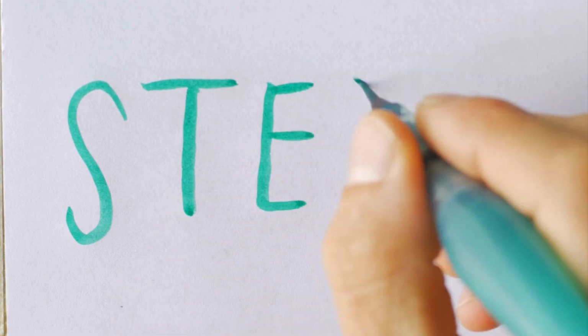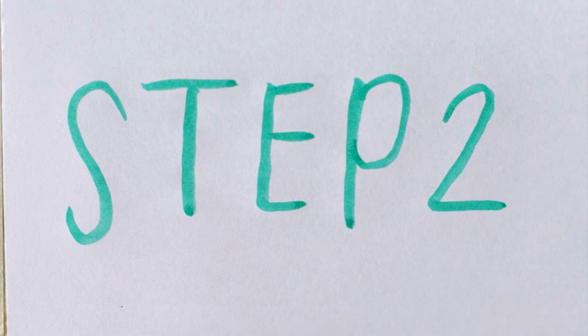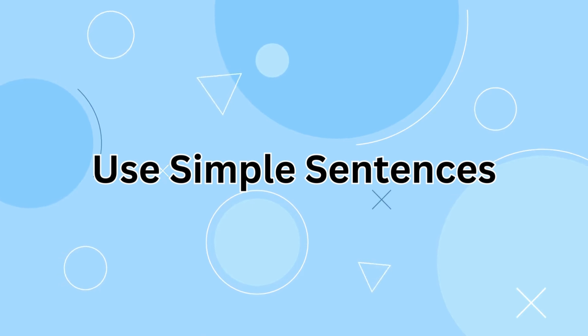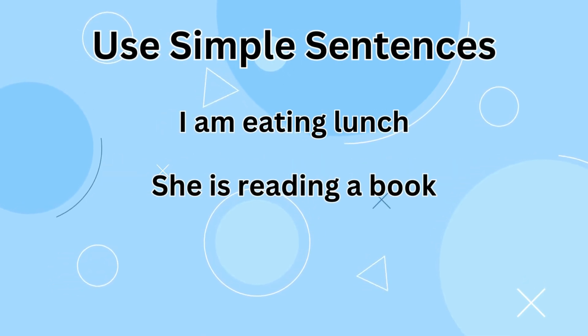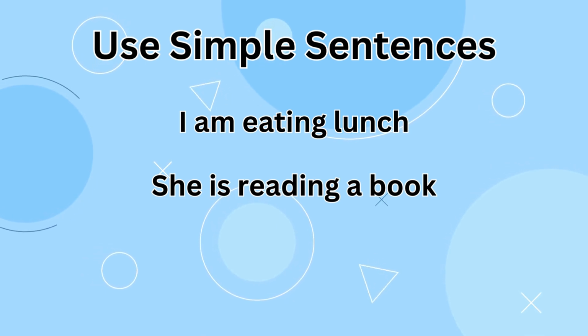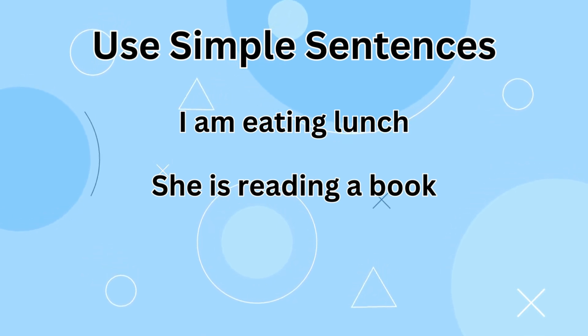Now, step 2. Use simple sentences. Move on to simple sentences like I'm eating lunch or she's reading a book. It's okay if you make mistakes. That's how we learn.